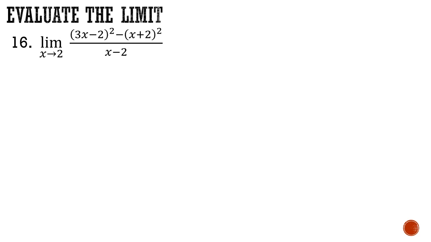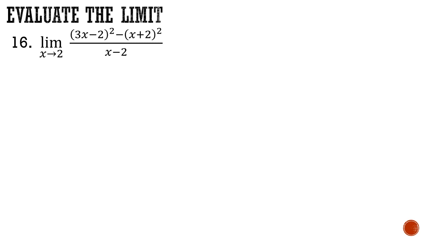This is our last example for today in your keeper. Number 16, limit of 3x minus 2 squared minus x plus 2 squared over x minus 2 as x approaches 2. Now, you do not want to write out 3x minus 2 times 3x minus 2 and multiply that together, and the same with the x plus 2 squared. That's not going to help you because you'll still plug in the 2 and get 0 over 0. So you've got to find a way to simplify this problem.